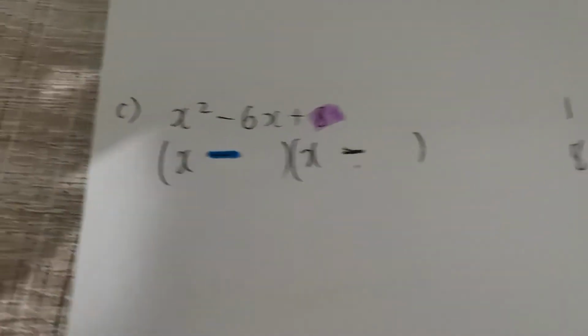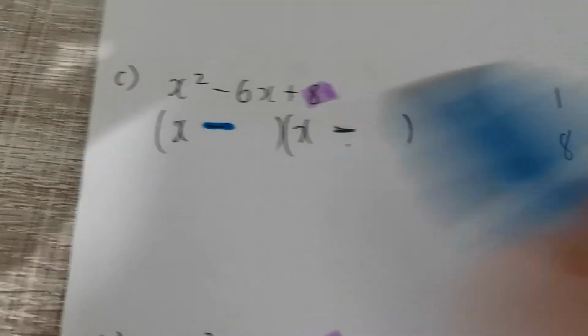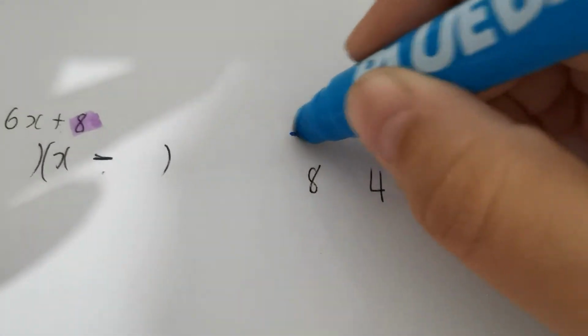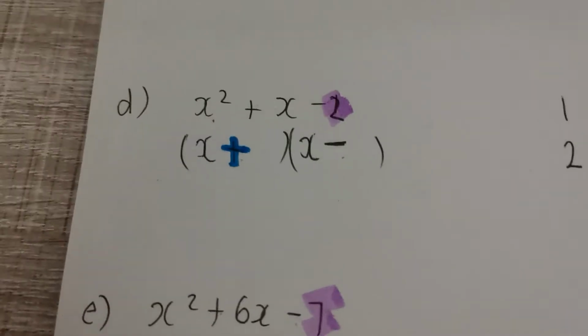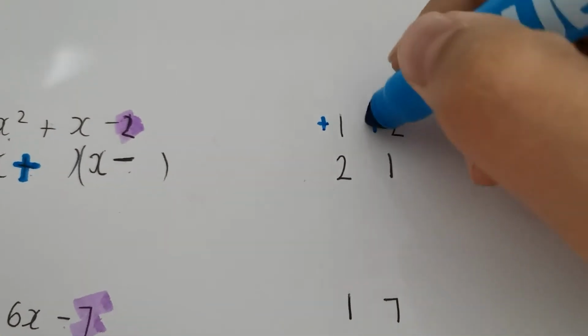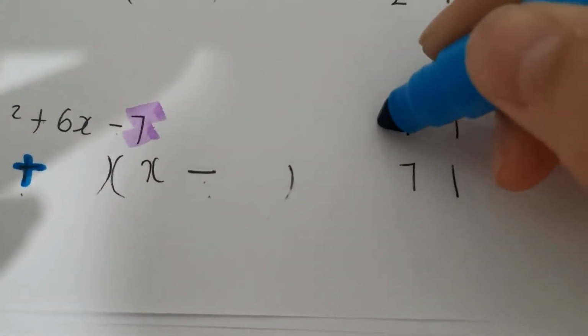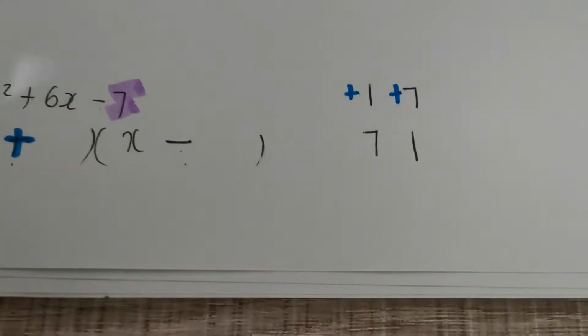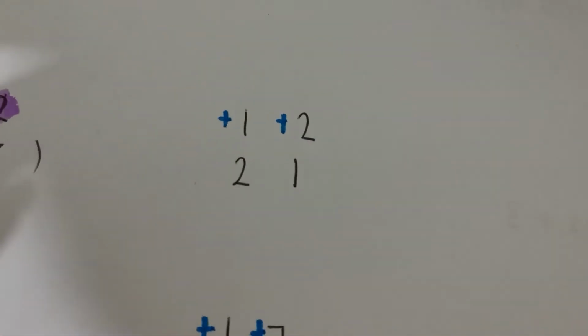Alright, let's try that for the next one. See, the sign here was negative, so all the numbers in the first row must get the negative. Negative, negative, negative, negative. Okay, let's try that for this one. The sign was positive, all the top numbers positive. The sign was positive, all the top numbers positive. Okay, so far we okay? Not so bad.